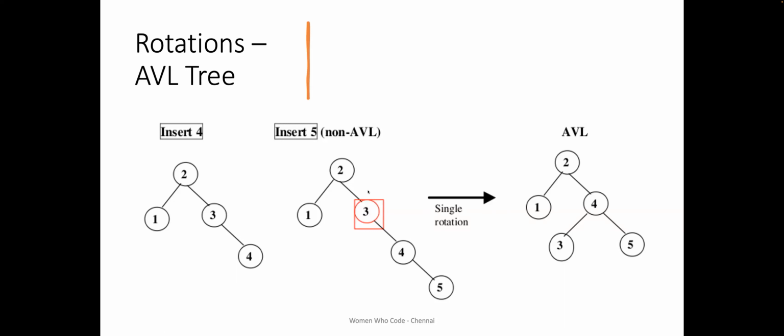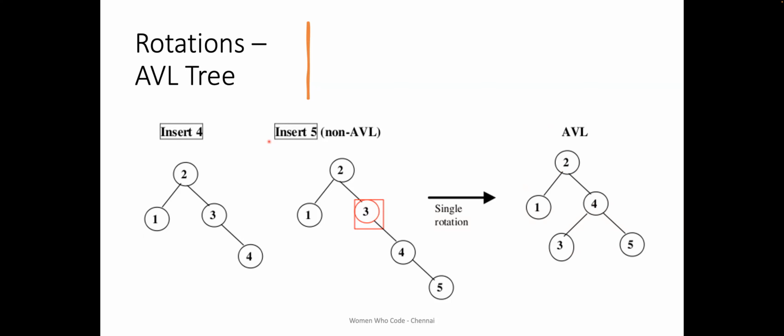Now, in order to make it an AVL tree, what should we do? We should do something called rotation. That's what we just saw. How do we rotate? We do a single rotation here. A single rotation is going to happen only to this subtree, 3, 4, 5. You rotate it and you make 4 the parent, and 3 and 5 would come here. Now it will be an AVL tree.